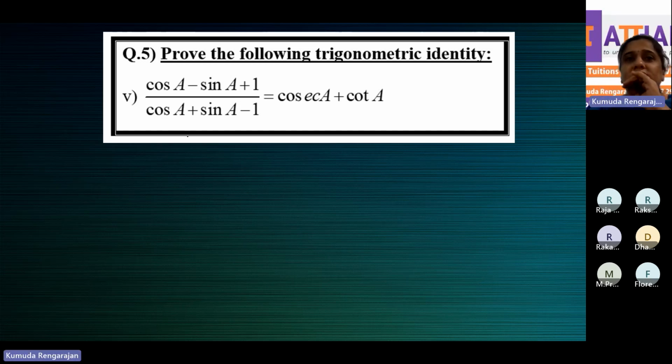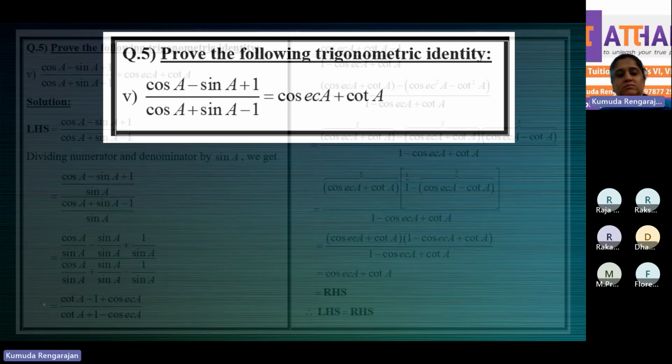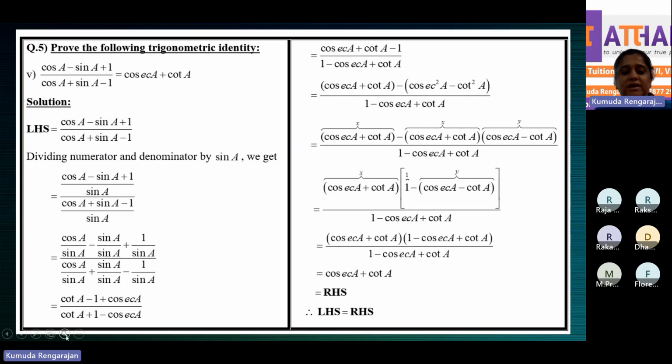When do we do this? We see that the LHS is made up of sine A, cos A, and 1, so we need to divide the numerator and denominator by either sine A or cos A. But only when you divide by sine A do you get 1 by sine A, cosecant A, and cos A by sine A, cot A. So you should divide by sine A. All right? I've already explained this, so I'm not doing it again. Please work it out.